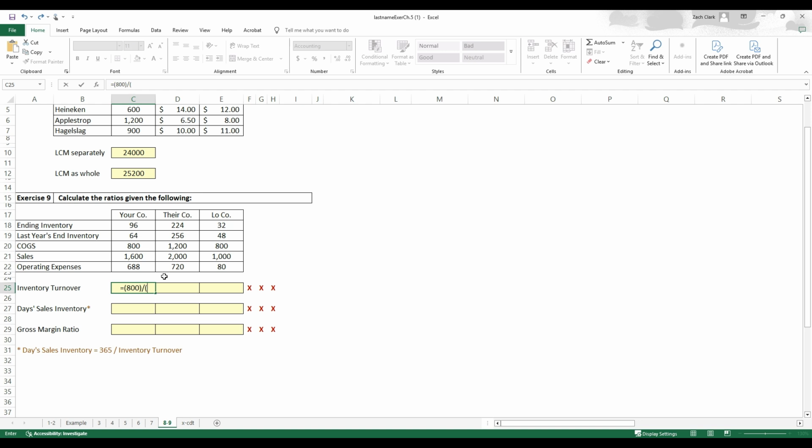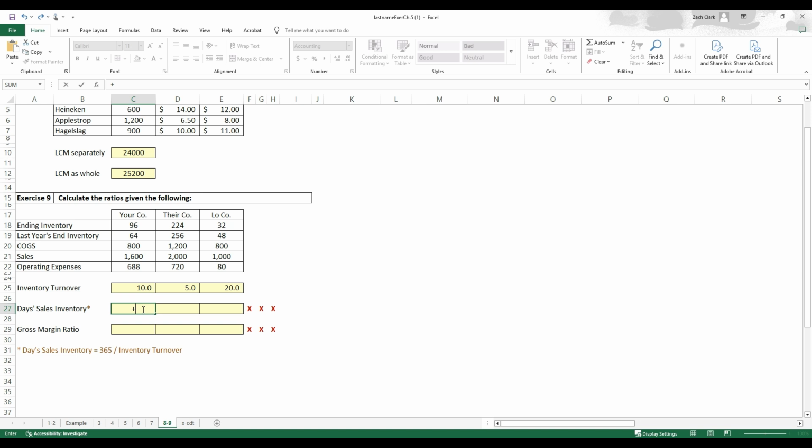So we have, I'm going to do an extra parentheses there, 64 plus 96 divided by 2, so 10, and then we can just drag this formula over, I think. Oh no, sorry, it's not linked. We'll start with those being good, and let's just fill in the right numbers. So 1,200 for their company, and 256 and 224, and then here we've got again it's 800, same. Okay, that's great. And then 48 for the low company and 32 for that.